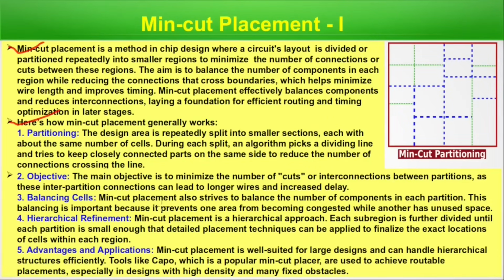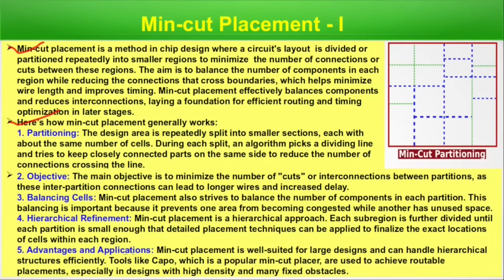Balancing cells. Min cut placement also strives to balance the number of components in each partition. This balancing is important because it prevents one area from becoming congested while another has unused space. Hierarchical refinement. Min cut placement is a hierarchical approach. Each subregion is further divided until each partition is small enough that detailed placement techniques can be applied to finalize the exact location of cells within each region.